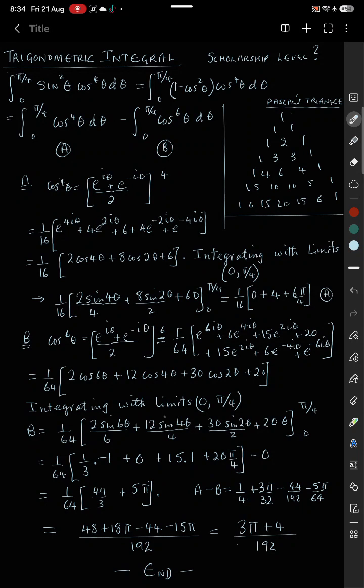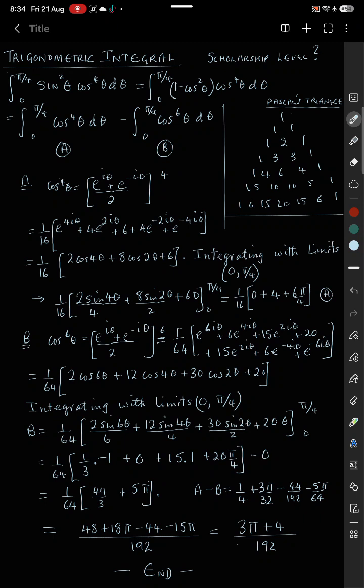Hello and good morning. In this video, we want to do a little integral involving trigonometrical functions, and I've labeled it as scholarship level and put a question mark after it. I'll explain why later. So, we want to work out the integral between the limits 0 and pi upon 4 of sine squared theta cos to the 4th theta d theta.